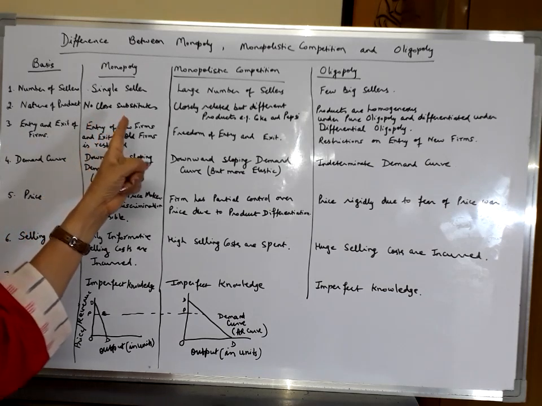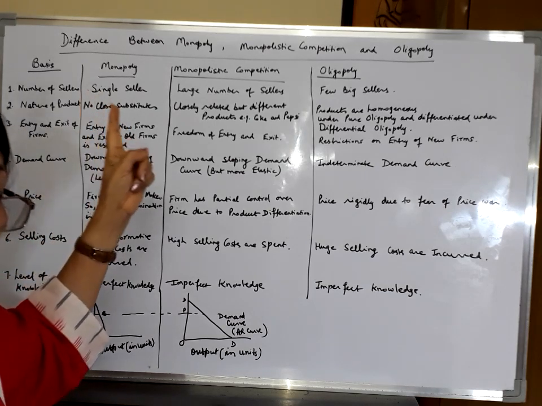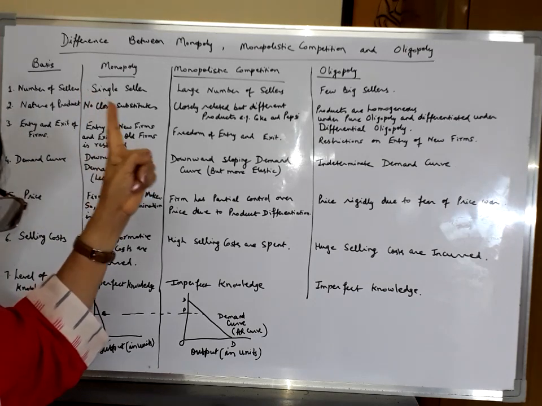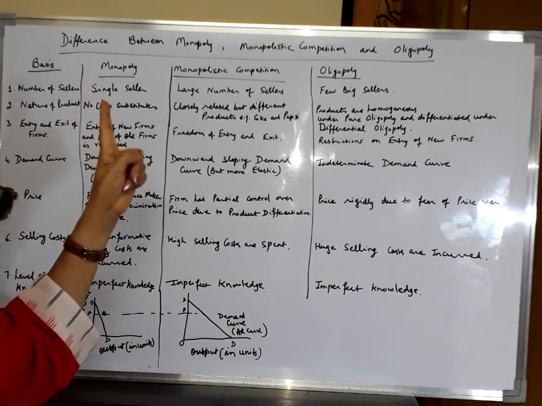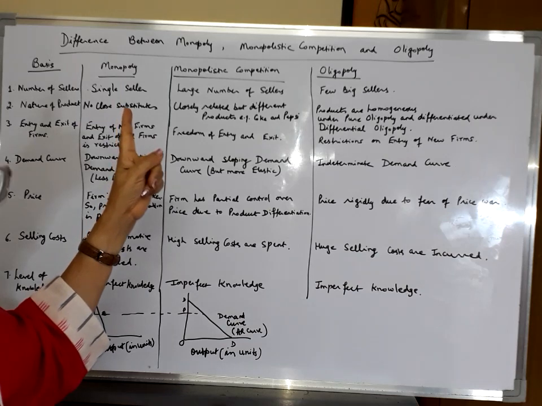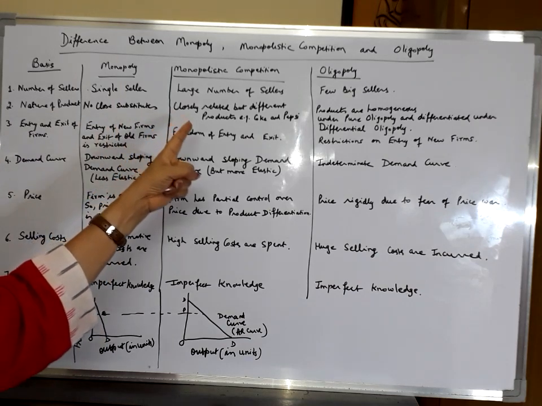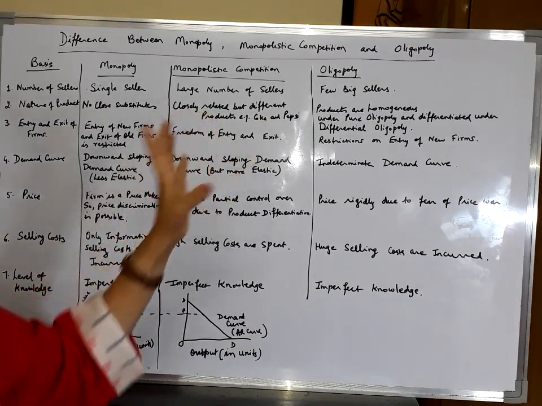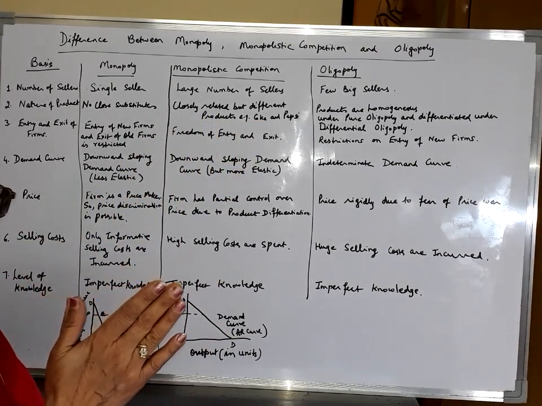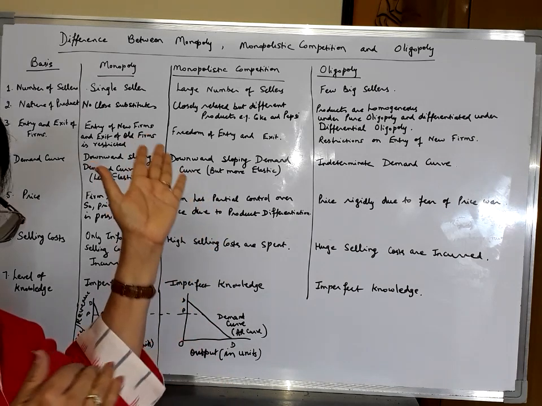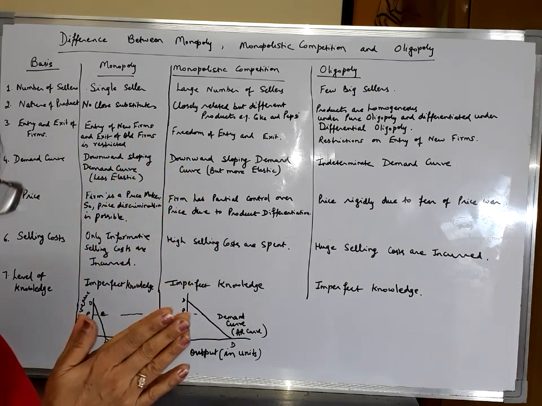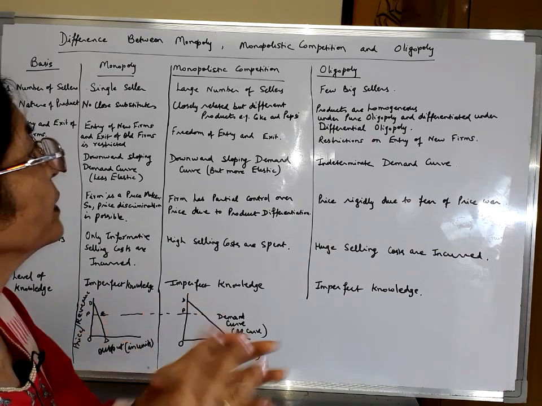No close substitutes are available for the product under the monopoly form of market. So it is a single product and there is no substitute for it. Then monopolistic competition, closely related but different products. They are pretty close to each other like Pepsi and Coke. So the product does have a substitute and the substitute is pretty close to the existing product.